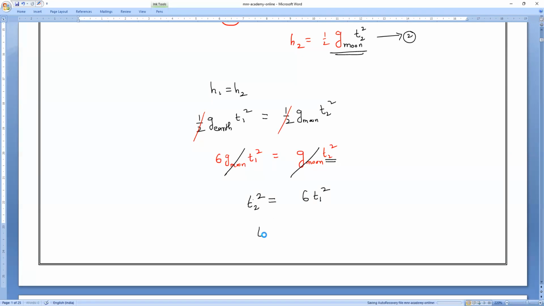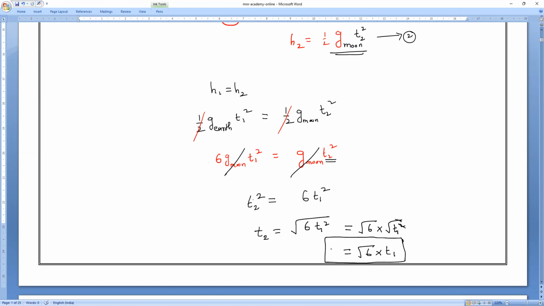The square will come to this side and it will become a root. So root 6 into T1 square. This I will write separately as root 6 into root T1 square, which is equal to root 6 into T1, since square and root get cancelled. So this is what it is.